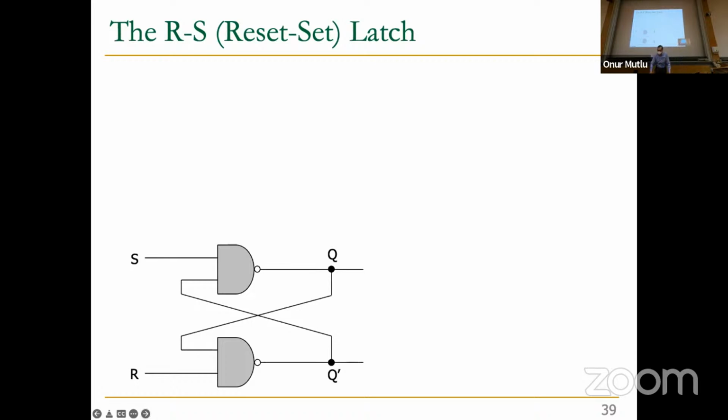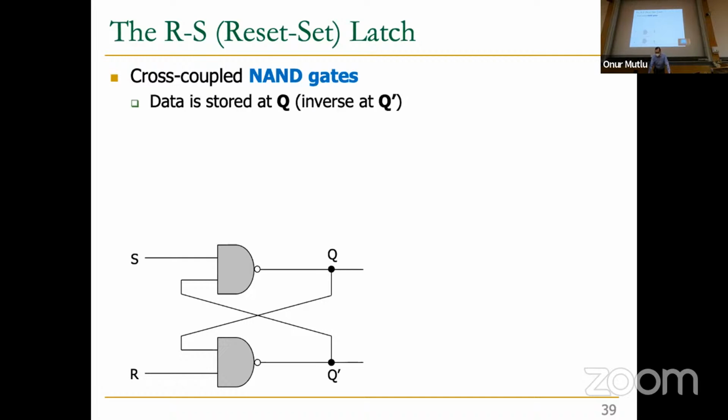Now let's take a look at the operation of this, right? So data is stored at Q and its inverse at Q bar, or Q prime. S and R are control inputs. As I said, S is used to set the value Q to 1. R is used to reset the value Q to 0.